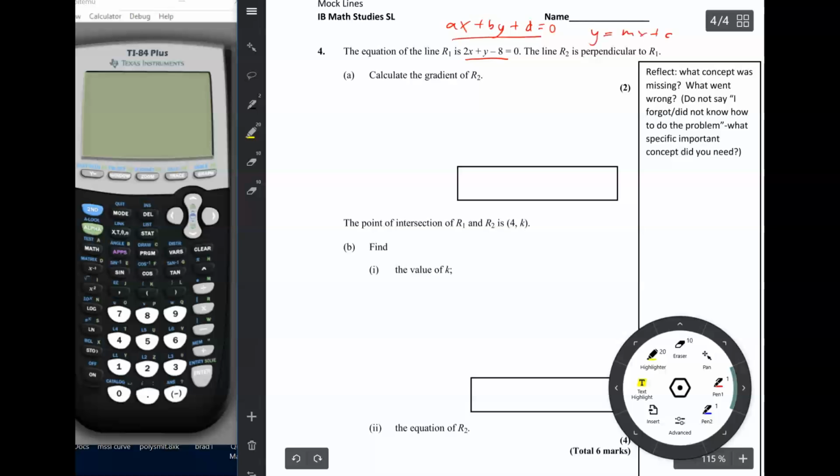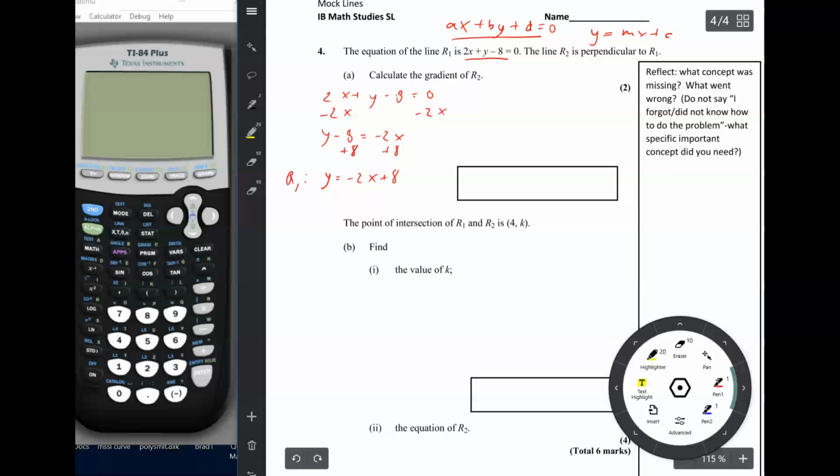So let's take R1's equation, 2x plus y minus 8 equals 0, and rearrange it so that y is on the left by itself. First, we subtract 2x from both sides, and then we get y minus 8 equals -2x. Then we add 8 to both sides, and we get y equals -2x plus 8. So this is the equation for R1.